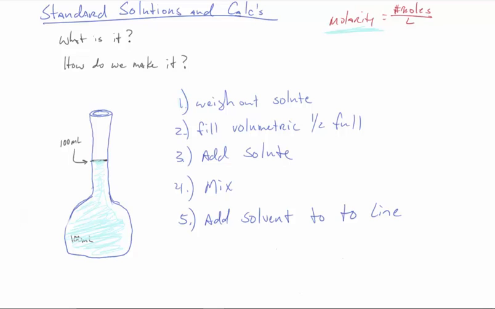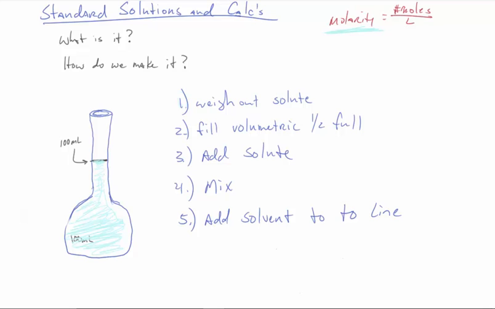Now, the big thing with the standard solution is just you're going to use the volumetric to do it. Make sure you fill it about halfway full, put the solvent in there, and mix it, and then add it up to the line, all right? And you need to check and make sure. What happens if you go over the line a little bit? Can you take some of the water out?